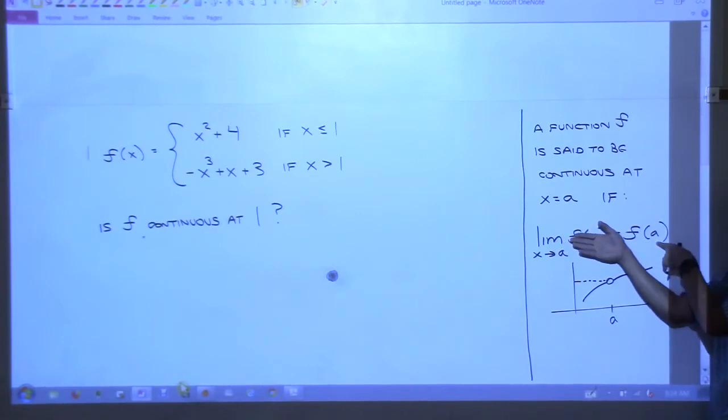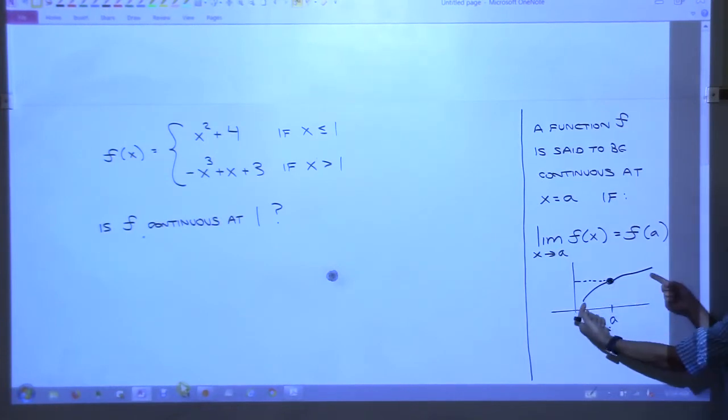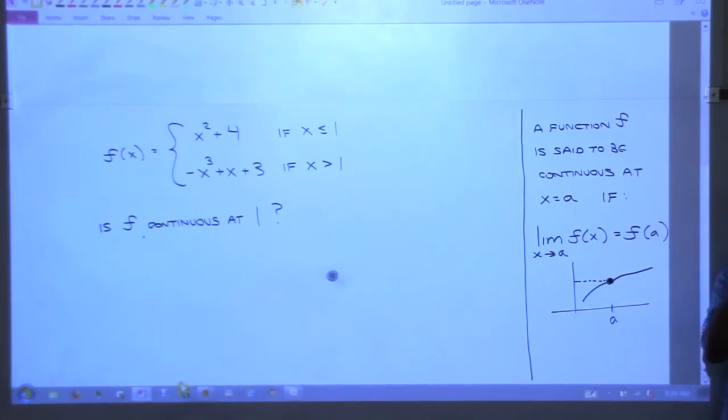Now this is your college algebra. Just equal to the function's value at A. Which means that you need this little circle right here to be filled in with a solid dot. And that way your limit is actually going to the point that the function is defined to be. If this holds true, then obviously I can draw it without picking up my pencil. Make sense?